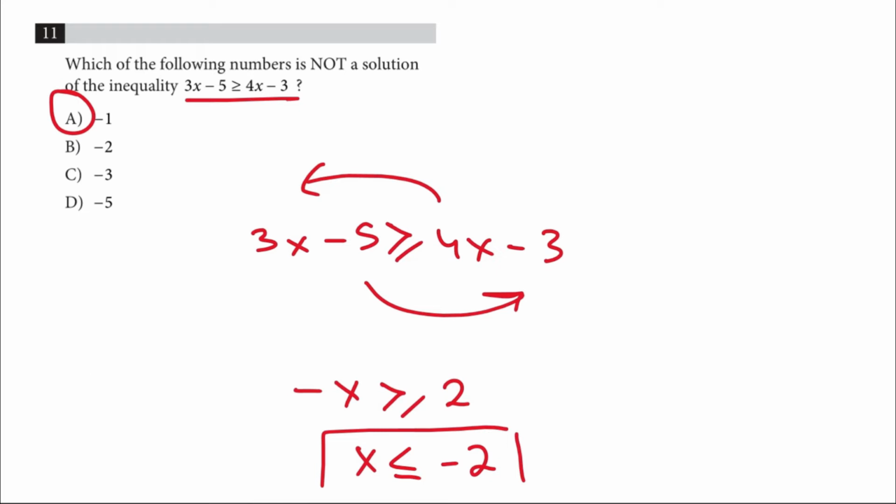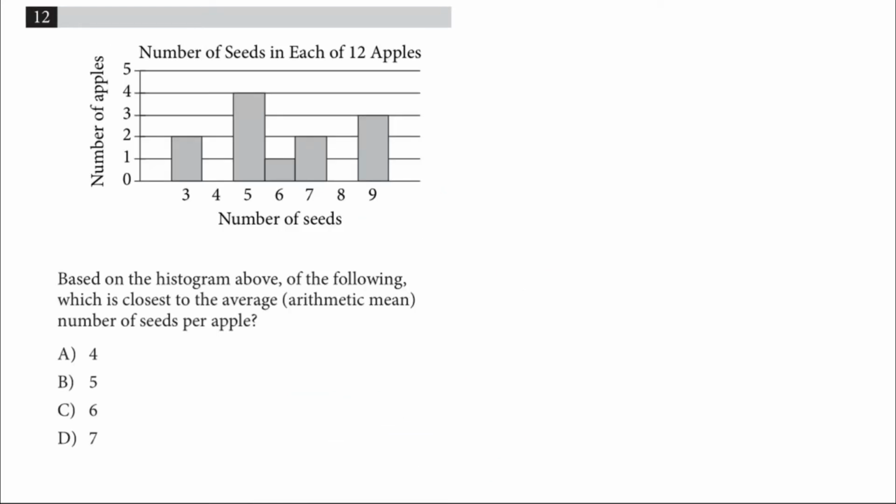Now let's move on to the next problem. Based on the histogram above, of the following, which is the closest to the average number of seeds per apple? Now, first of all, what are we looking for? We're looking for the number of seeds per apple, and therefore we need to sum up the amount of seeds, and we need to sum up the amount of apples, and we need to divide all of that to get the average. Now you've got 3 seeds in 2 apples, so that's 6.